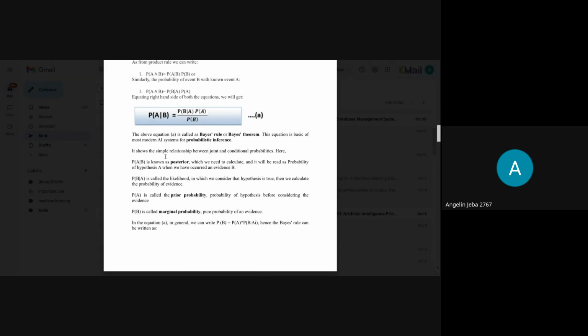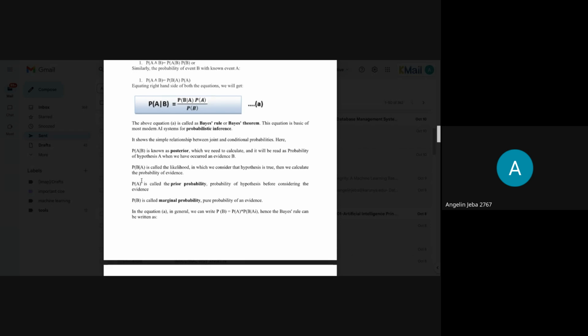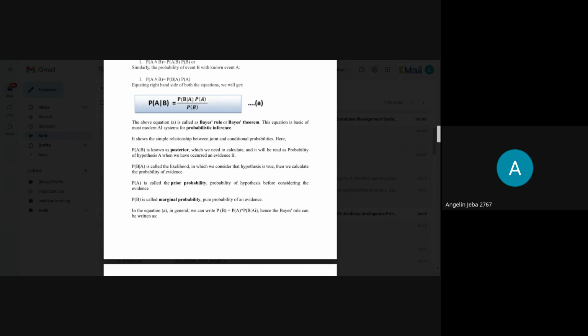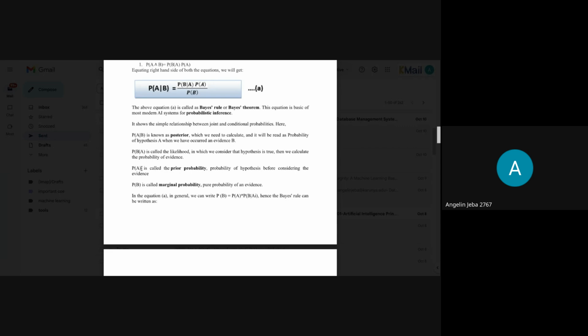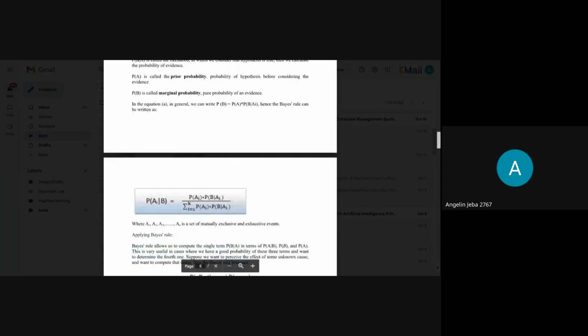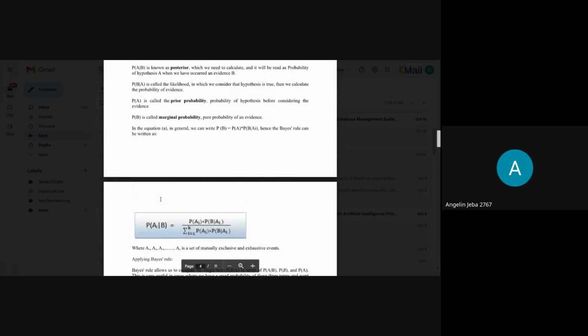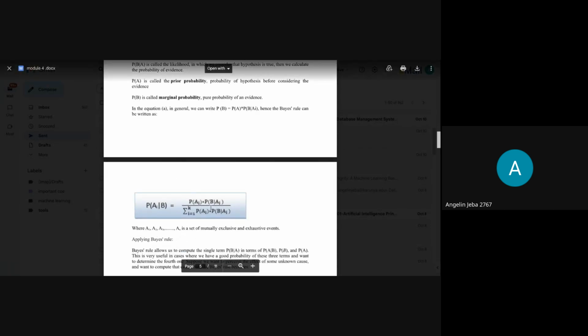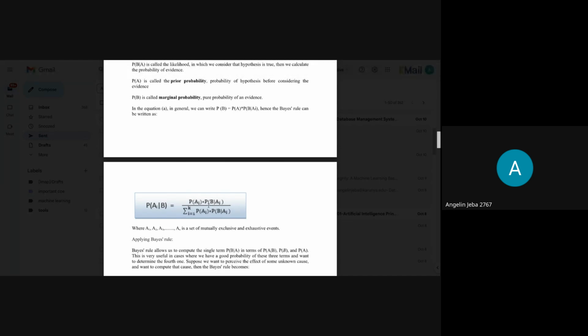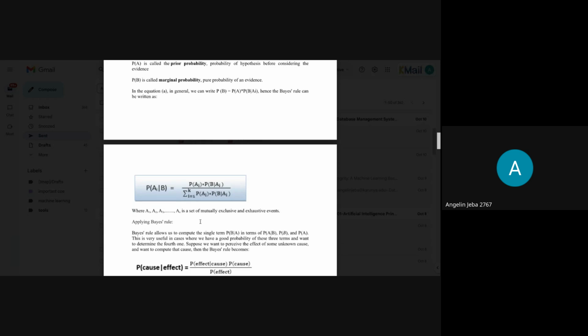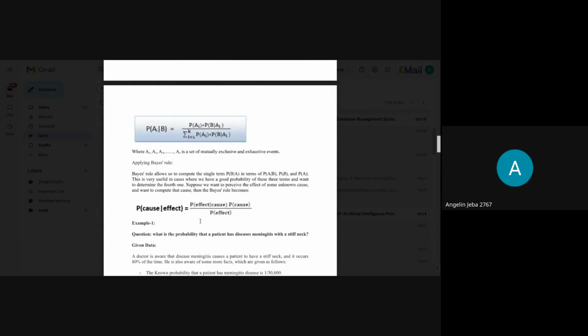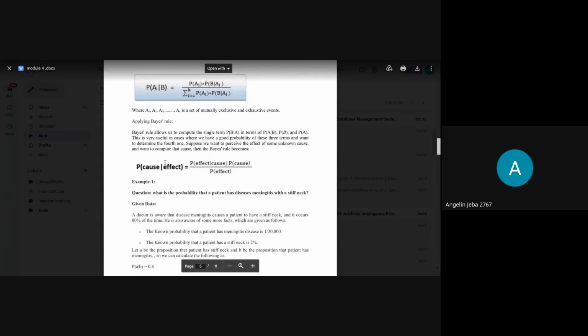P(A|B) is known as the posterior, because we need to calculate A given B. Similarly, P(B|A) is the likelihood: we consider the hypothesis is true, then we calculate the probability of evidence. P(A) is called the prior probability and P(B) is called the marginal probability. So the occurrence of A given B will be the summation of P(B|A) into P(A), divided by the total. So this is the probability rule.